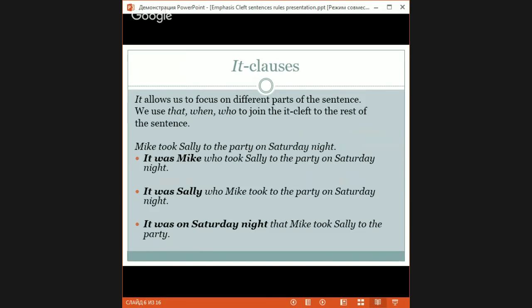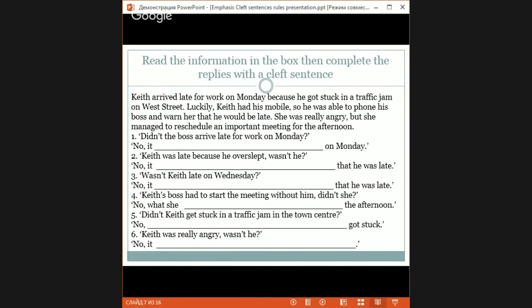Now we will have a lot of exercises to do. In these exercises, we will have to create cleft sentences. The first one we have here is it. You need to create it sentences. Please read this story and think what to use. After that, I will show you the answers and read them.